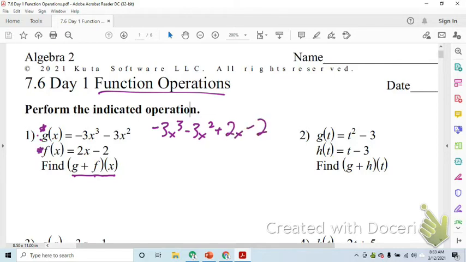Now, can we combine any of these like terms? Absolutely not. So that's it. We're done with that problem.